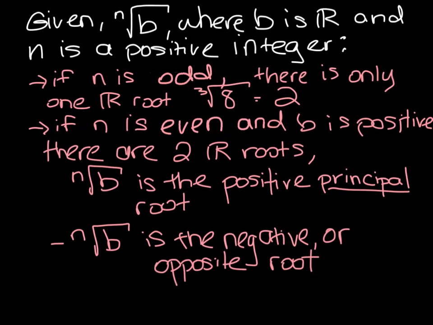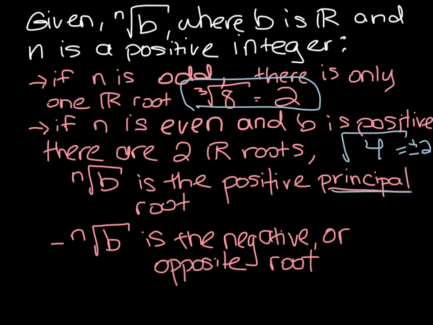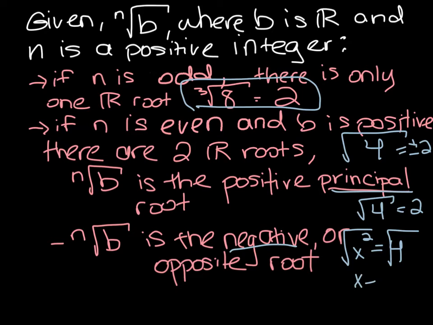However, if n is even, that's like the square root of 4, which we know can be positive or negative 2. The principal root is the positive 2, and the opposite root is the negative 2. If you see a question where the square root symbol is already drawn, it's only looking for the principal root. But if I have an equation where I'm solving and I draw the square root on both sides, it's looking for the principal root and the opposite root.